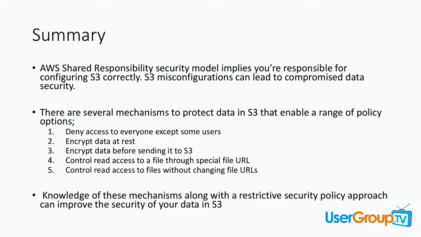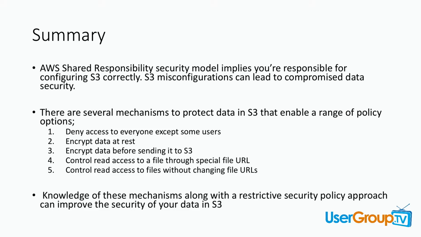We covered several mechanisms to protect data in S3 that enable a whole range of policy options. To quickly go through these: you want to be able to deny access to everyone except some users, and you do that through a very restrictive bucket policy. You want to encrypt data at rest. That's quite simple, just flipping a setting on the bucket, which you can do through the web console. Encrypting data before sending it to S3 is client-side encryption. There's a web app where in the browser you work with the Amazon Key Management Service, and that's fairly easily done as well. So all the data going in and out of S3 is encrypted.